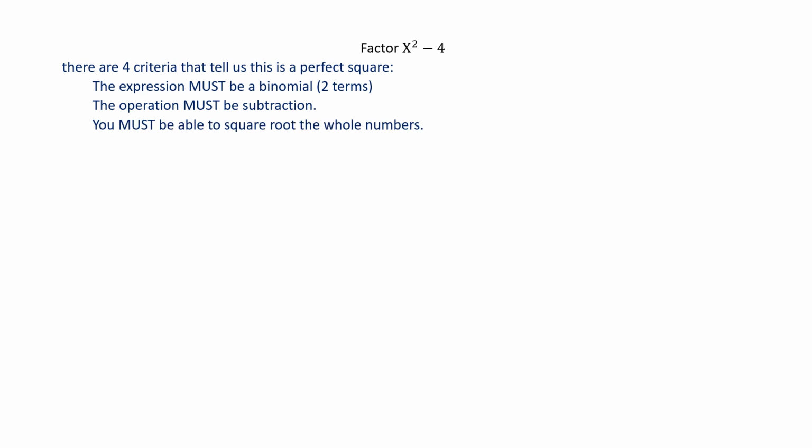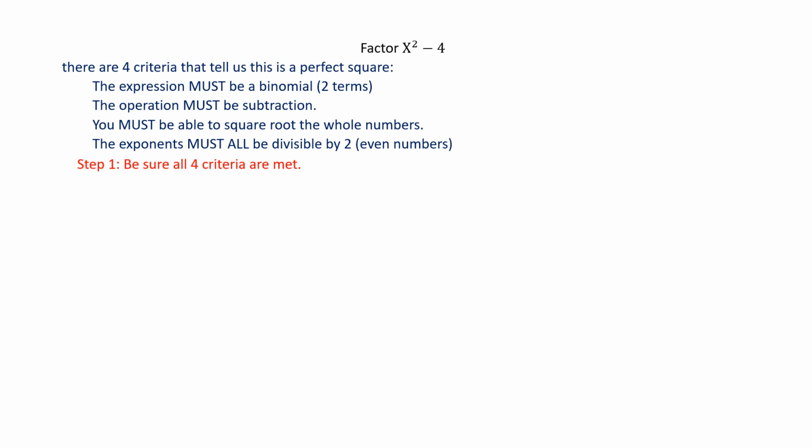You must be able to square root both parts, okay? The whole numbers will be able to be square rooted, and the exponents will all be divisible by 2. You can only square root an exponent or a variable with an exponent if it's divisible by 2. So you must be able to square root the whole numbers or the coefficients, and the exponents must all be able to be divided by 2 evenly. So, two terms, subtraction, you can square root it. So your first step is to look at your problem and make sure that all four criteria can be met.